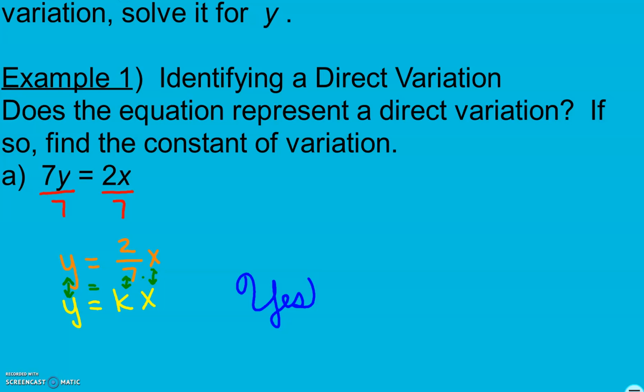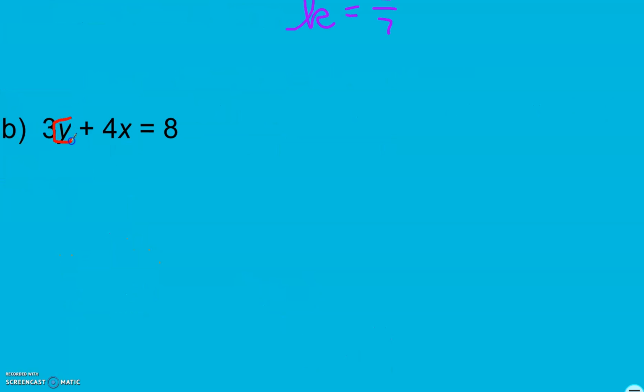So now we need to find our k value. K equals 2 over 7. It's our coefficient. It's our number that's being multiplied times our variable. In B, again, I'm going to solve for y. So on the same side as my y, I have another term being added. So we're going to go ahead and subtract that term. And it doesn't matter that it's a 4x. We treat it just like it was anything that's being added on. Again, we always get rid of any adding or subtracting first.